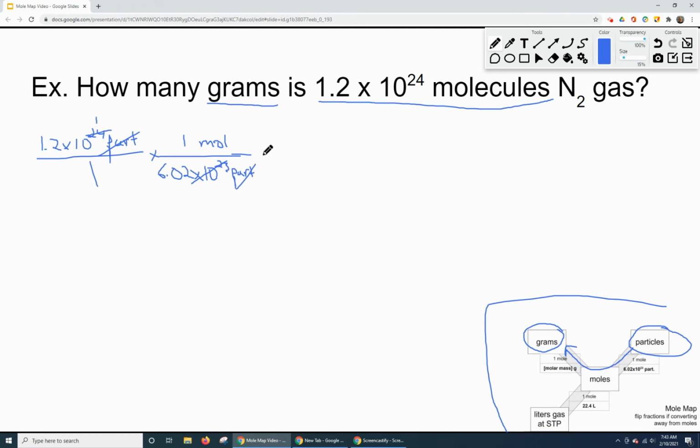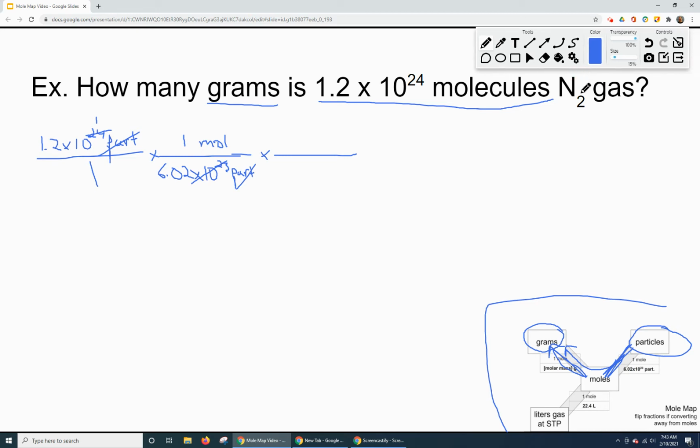All right, if I stopped right now, my answer would be in moles. So I'm like halfway on my journey. But now I need to go the rest of the way. I need to go from moles to grams. And so this time I'm going to use the molar mass. Well, what's the molar mass? We always get the molar mass from the periodic table.